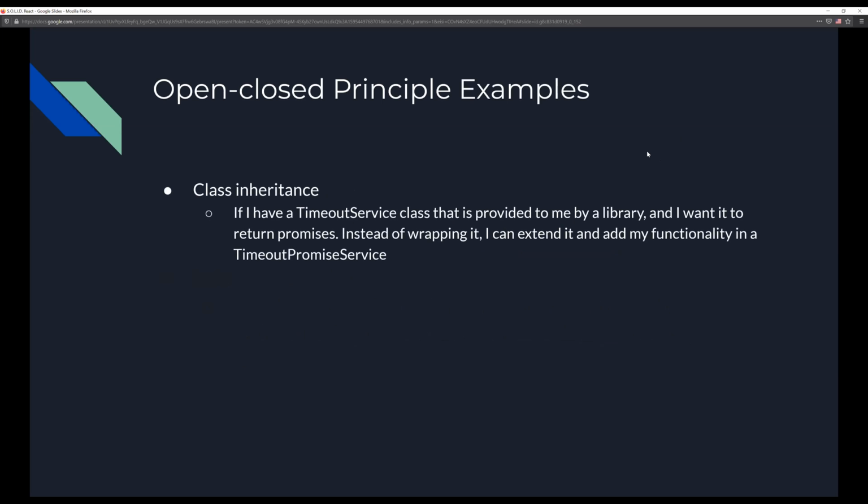Some examples of how this rule can be applied are things like class inheritance, right? So if, for instance, we have a class like the timeout service, and it doesn't quite do what we want. We're dealing with promises a lot in our code, and we like that pattern. Instead of wrapping the timeout service and then adding functionality in the wrapper, we can actually extend our timeout service class, make it the timeout promise service, override what it's doing, and get that same functionality without having to actually touch the source code itself.